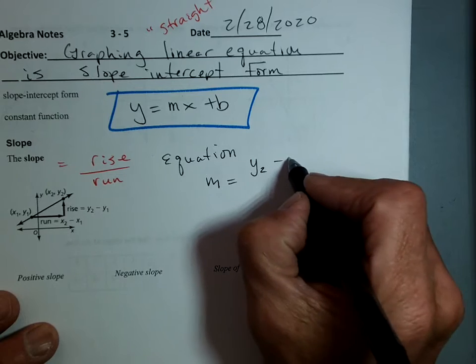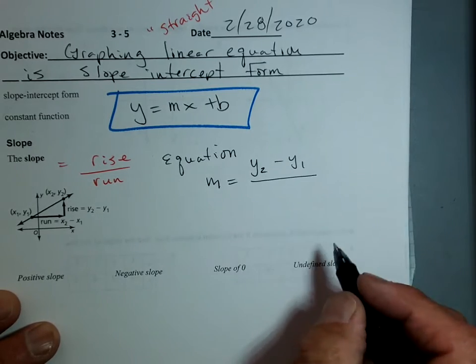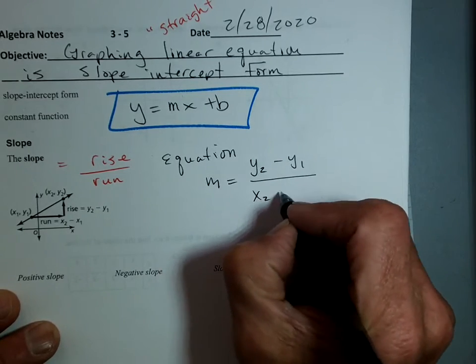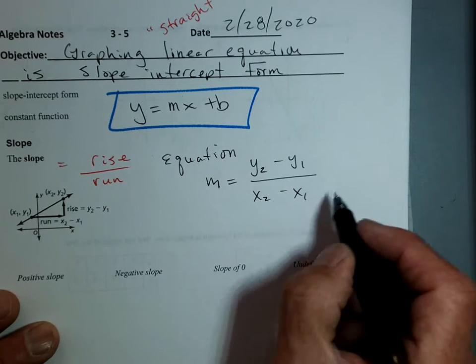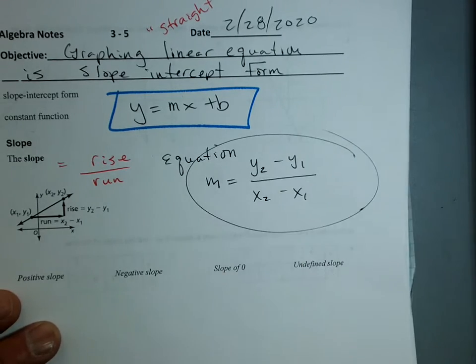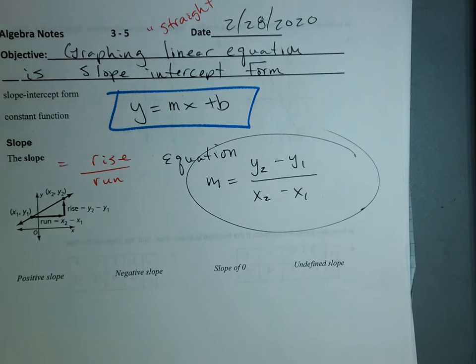y2 minus y1 over x2 minus x1. That is the slope formula. Again, we won't use it today, but we need to know this. This is going to pop up next week, and it's not that hard. Now, these are little numbers. It means the second y, the first y, the second x, the first x. I'm going to show you an example so it makes sense, okay?